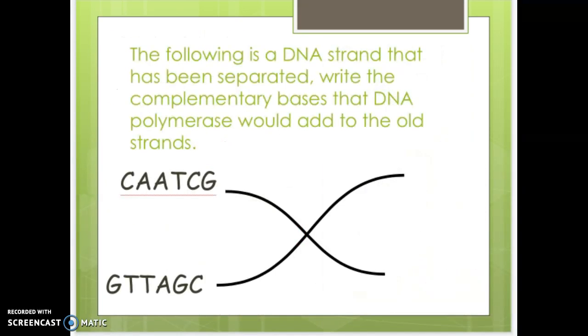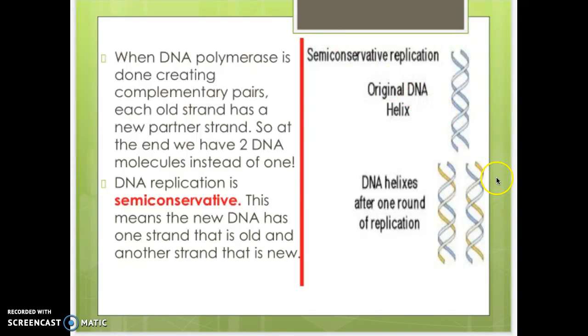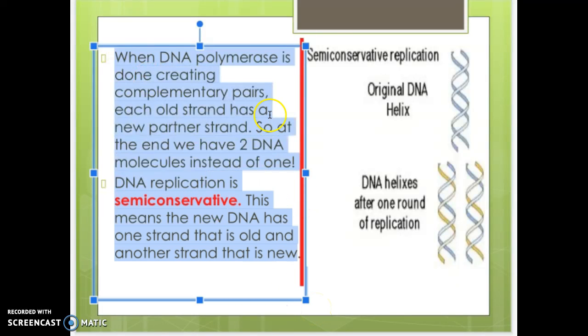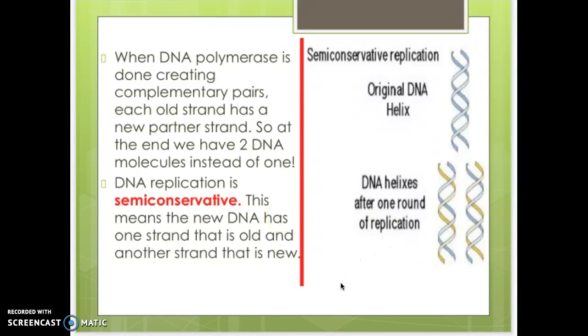And then on the next slide, once you make your two DNA strands, we noticed that one strand was new and one strand was old. Okay, we call this semi-conservative. Semi-conservative, meaning that you're not making two new strands, you're only making one new strand for every old strand. So here it says, when DNA polymerase is done creating complementary pairs, each old strand has a new partner. So at the end, we end up with two DNA molecules instead of one, but one of the strands is from the old strand, the original strand, the parent strand. We call this DNA replication semi-conservative because it keeps one of the old strands and it has a new strand.